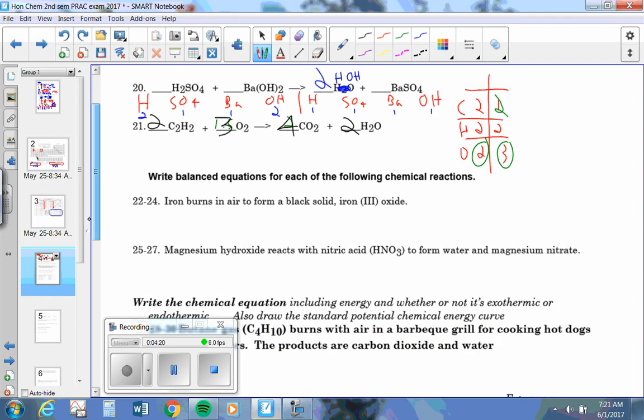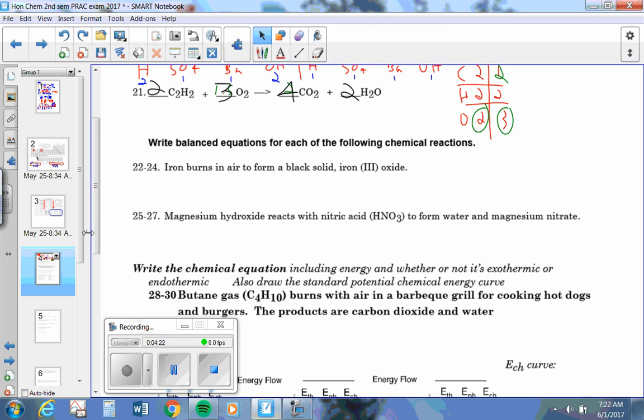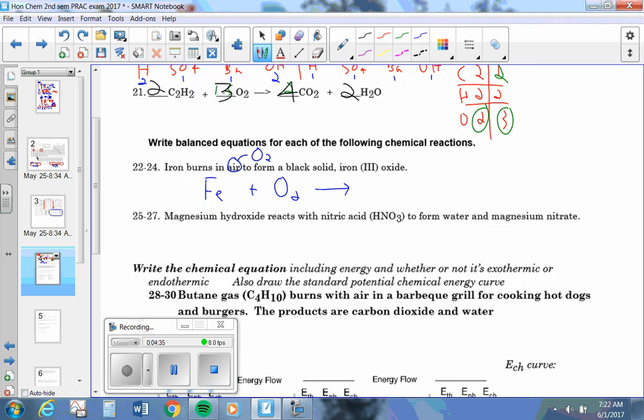Next one just gives you a word thing, so you have to be able to write some formulas. Iron, Fe, burns in air. Wait a minute, which part burns in air? There's no formula for air. We're really talking about O2. It's going to make iron oxide, but not just any iron oxide. I'm going to go over here and just do a little +3, -2.